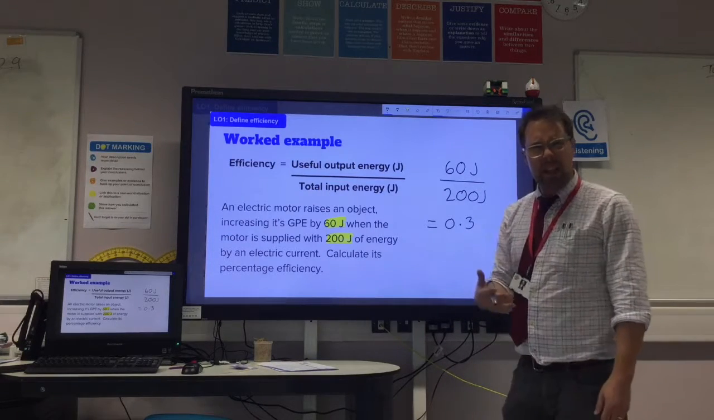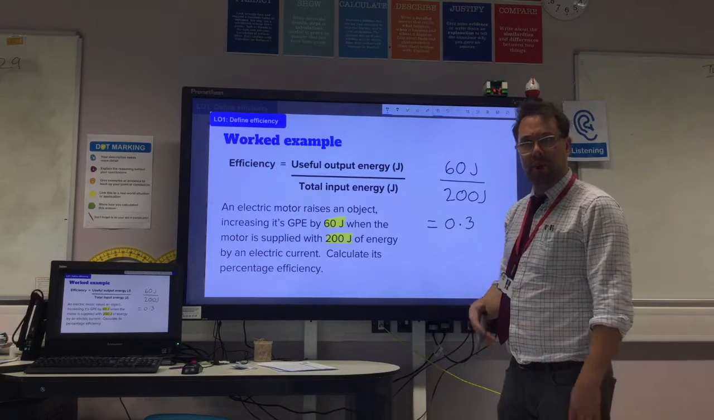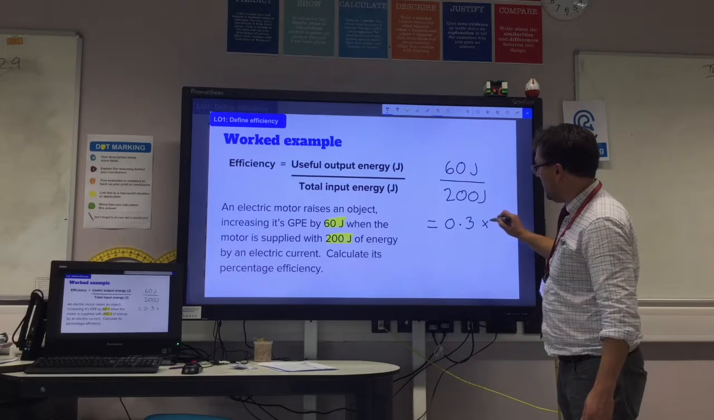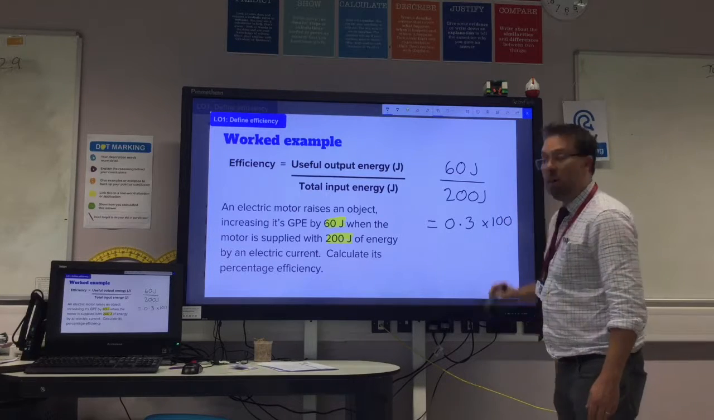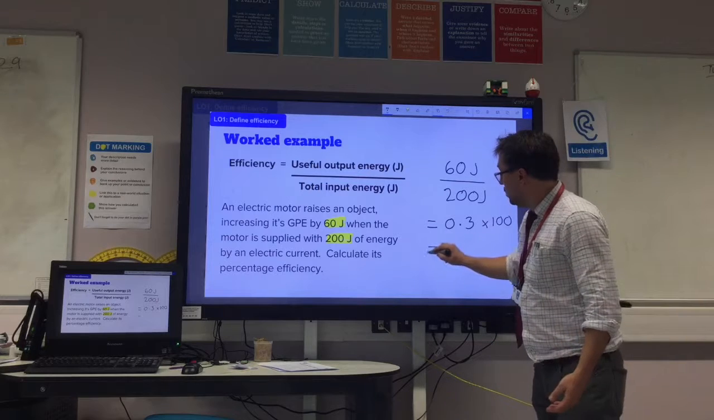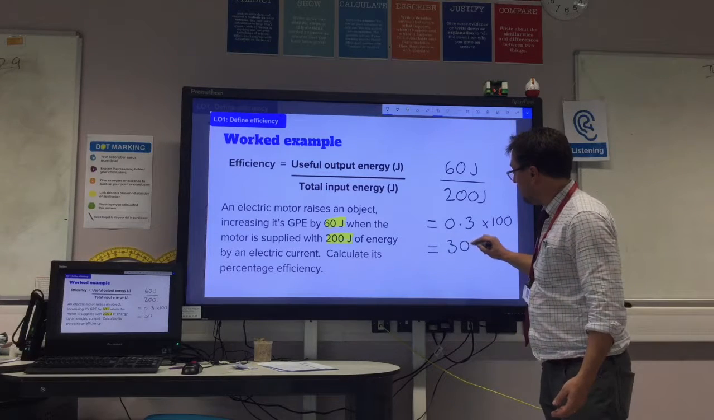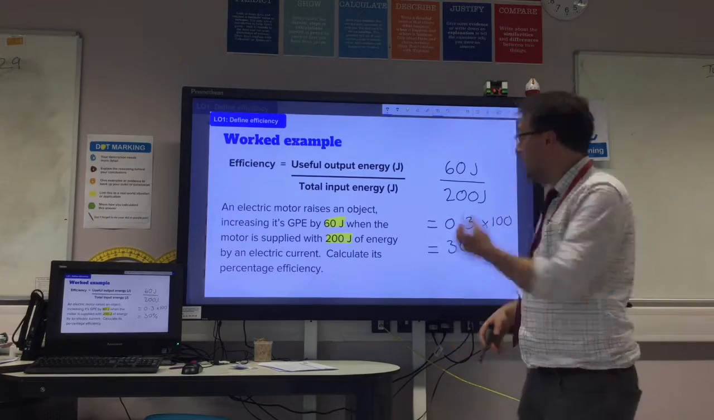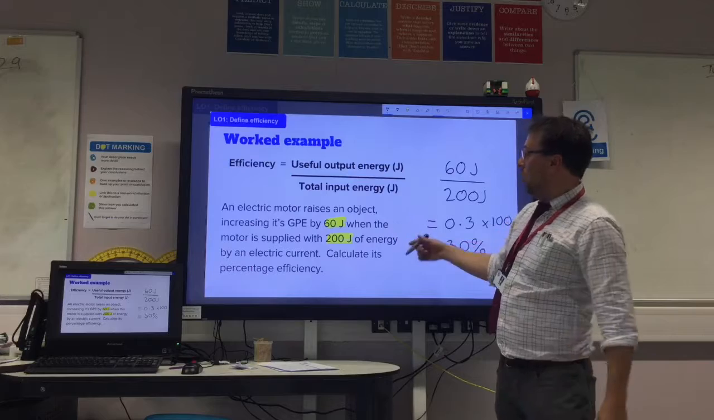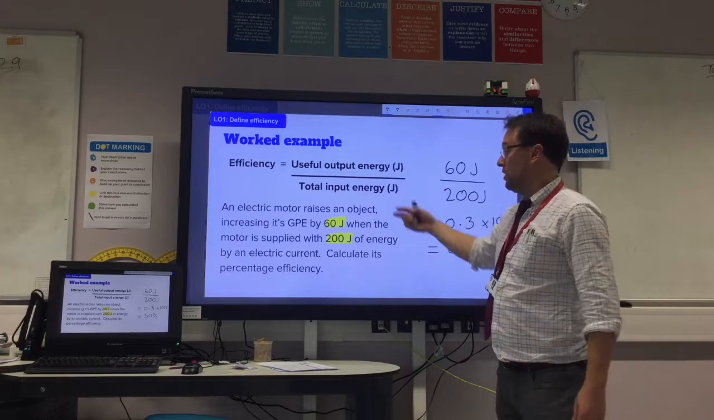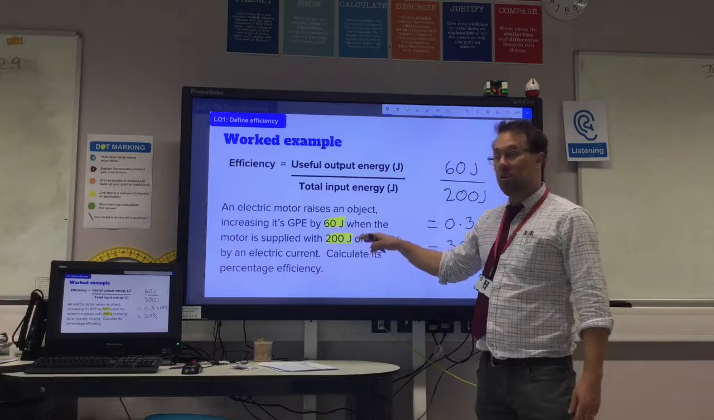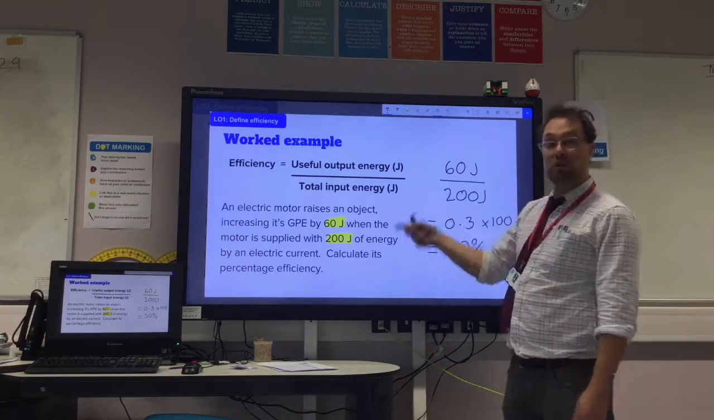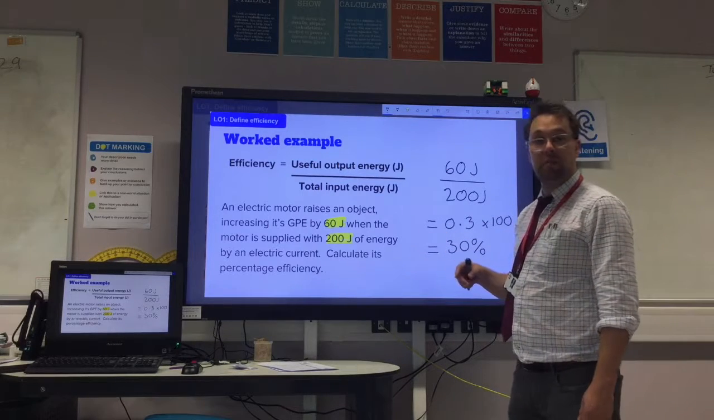But to me, it sounds a bit weird just saying the efficiency is 0.3, because you're used to saying 0.3 of something. So what we tend to do with efficiency calculations is multiply our answer by 100, because then I can quote this as a percentage, and 0.3 times 100 is 30%. I think that makes much more sense: 30% of the total input energy is used usefully. So in this case, every bit of energy that I supply to my electric motor converts 30% of that energy into the useful output energy, which in our case was the gravitational potential energy.